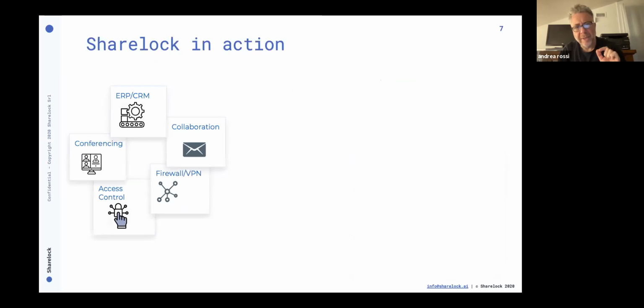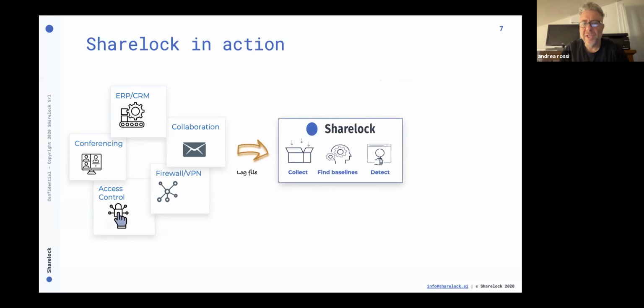So let's take a brief look at how we operate in action. There are typically a bunch of applications or systems or data silos that are used by users, and that varies from sophisticated business applications to firewall and VPN, but even access control systems like accessing a physical warehouse. All this stuff is collected. The access behavior, the access log files are sent over to Sherlock, and we basically do three things as a tip of the iceberg. We collect the data, we find the baselines for each user of that community. That's very important. And then we detect the anomaly.